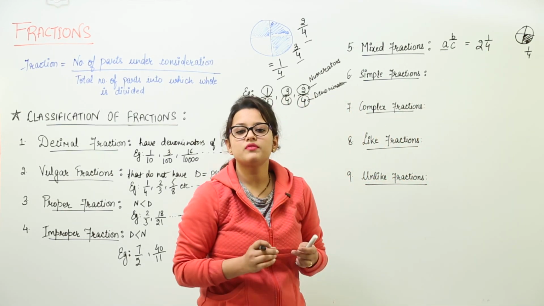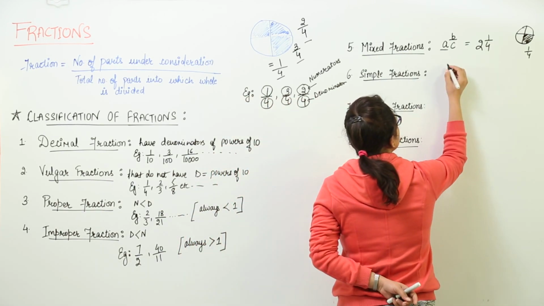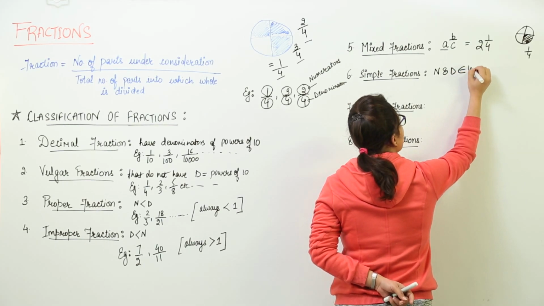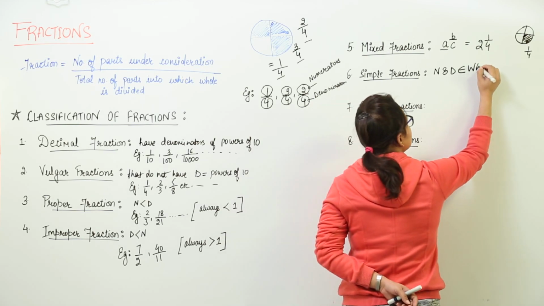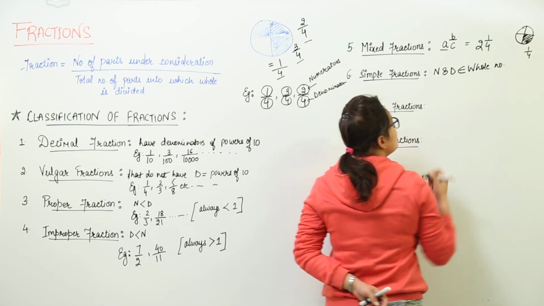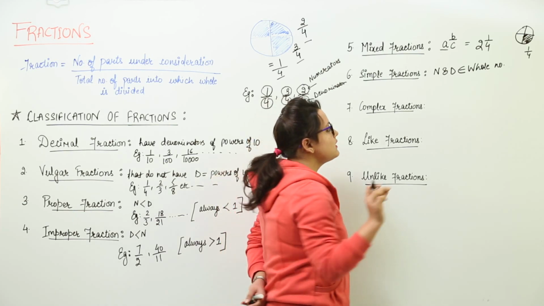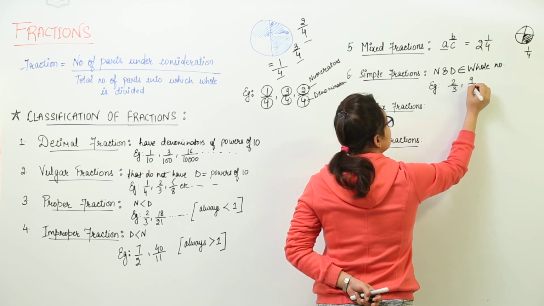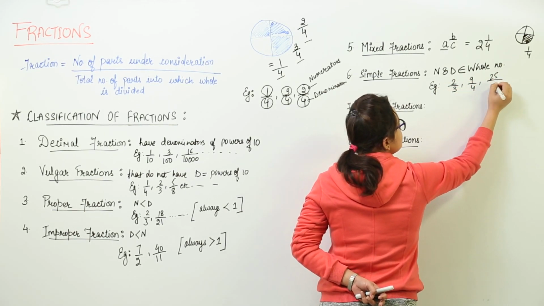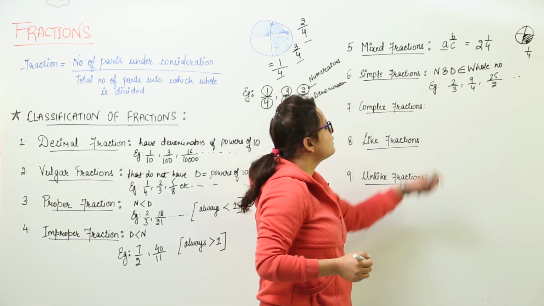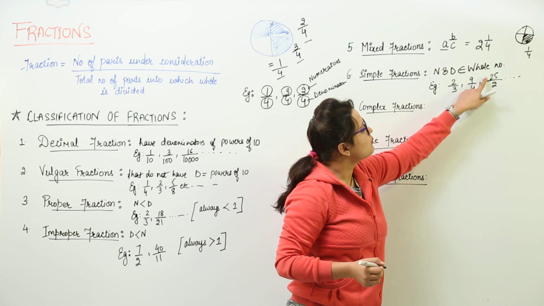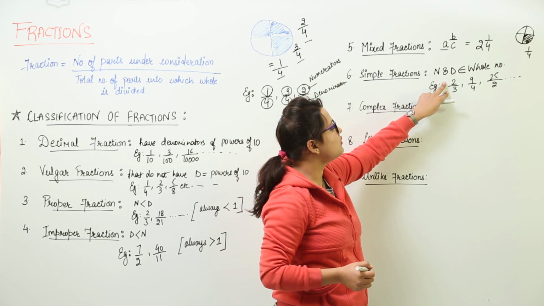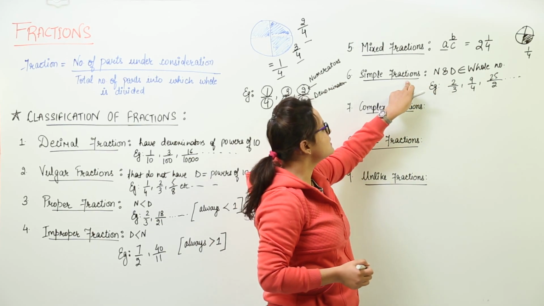Now next we have the simple fractions. For simple fractions, the numerators and denominators belong to whole numbers. That means your numerator and denominator are going to be only whole numbers, nothing else. Say for example, let's take 2 upon 3, 9 over 4, 25 over 2 or anything, right? Here you can check your numerator and denominator, both are in the category of whole numbers. So such fractions in which both numerator and denominator are whole numbers are known as simple fractions.